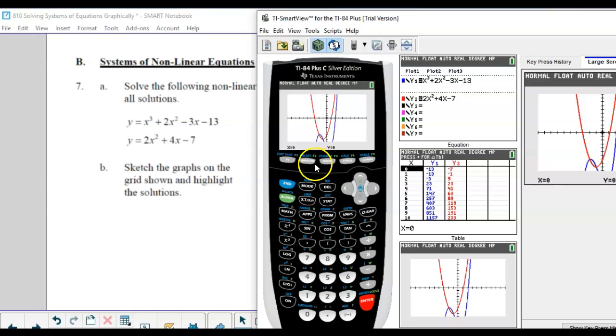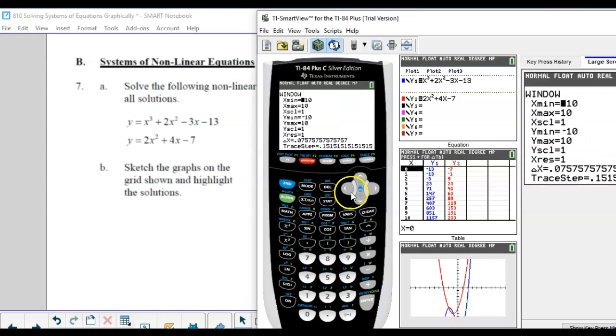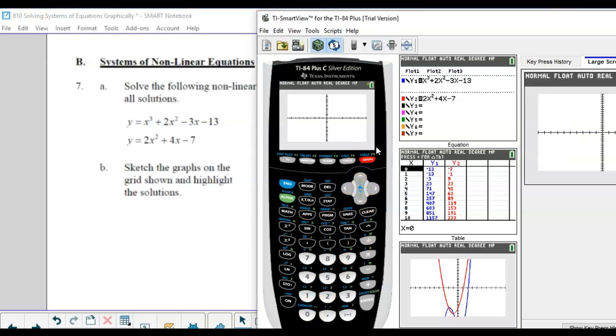So in your window now, that's where you're going to change your y's. You don't care about the x's, you can see them. So for y min, maybe I'll go down to negative 20. And then cursor to y max, maybe I'll go to positive 20. Okay, so now you can see your graphs a little bit better. So now you're supposed to do a sketch here.